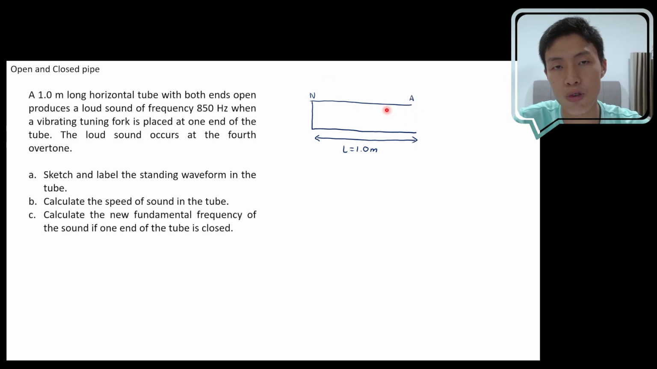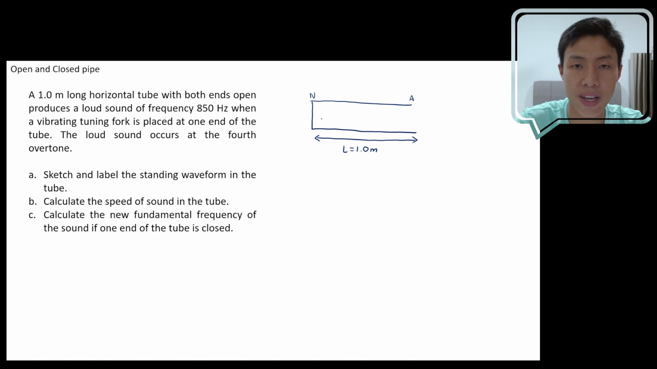So this is the most basic standing wave that we can create, because there's no A and A sitting together, and no N and N sitting together. This is one N, one A. So it's logical to have this kind of arrangement. This is the simplest standing wave that we can find, and this should correspond to the fundamental frequency.